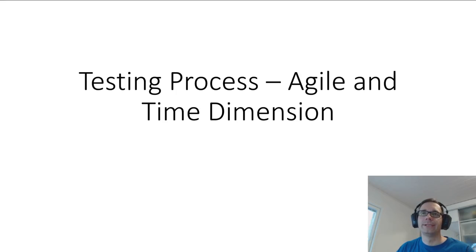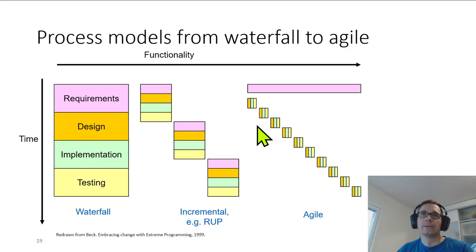We continue looking into the testing process through the dimension of time and agile software development. So, looking at the process models from waterfall to agile. In the figure, on the x-axis we have the functionality of the system. So the more the functionality, the more it's on the right. Then we have the time dimension going from top to bottom.